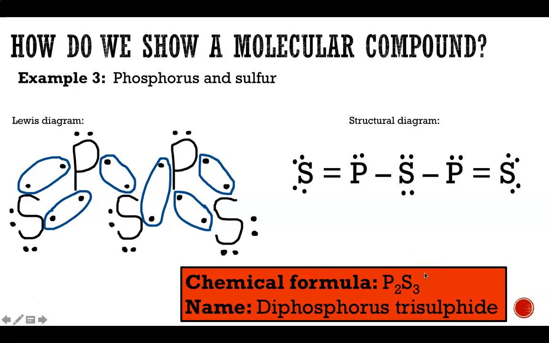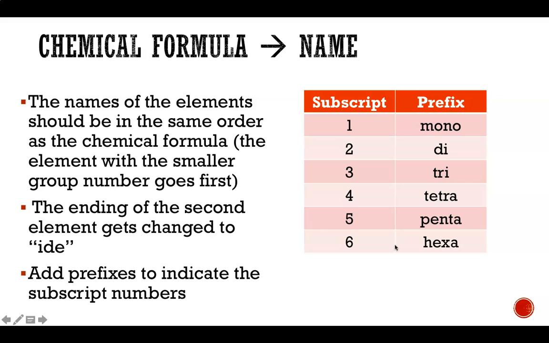And the reason that I put them in this order is because phosphorus is in group 15, sulfur is in group 16. So the one with the smaller group number goes first. That's the rule of thumb. Okay, so that's kind of our first rule.